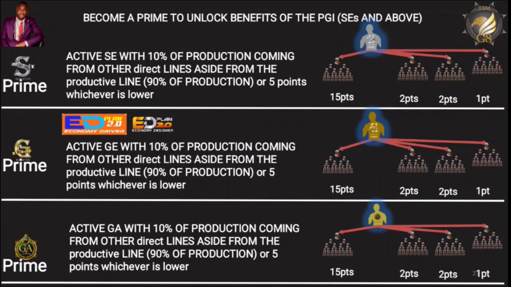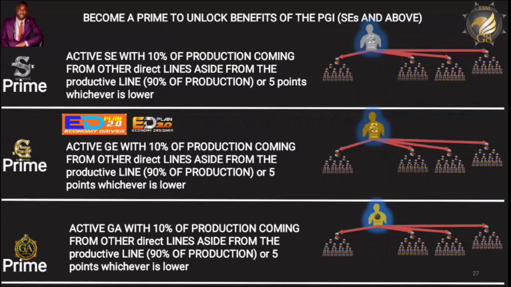All right, so how do you become a prime, or how do you benefit from the prime? This prime rank, you get to benefit from it if you are a silver executive and above, okay? So if you're a silver executive and above, that is when you can benefit from the prime rank. And it applies to people who are silver, gold executive, and global ambassador. So this is how you achieve the prime rank.